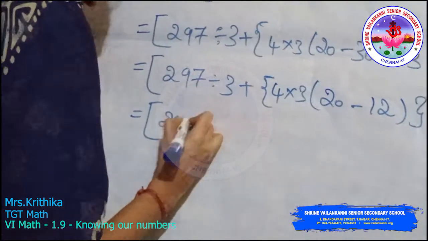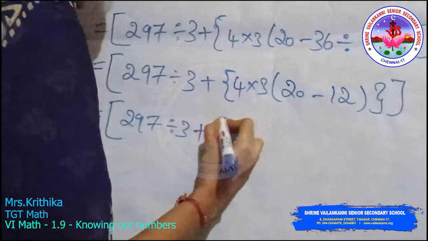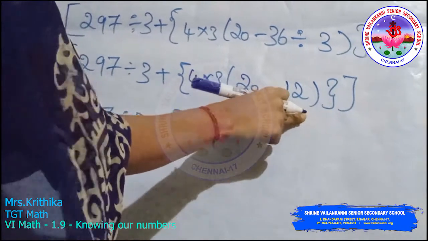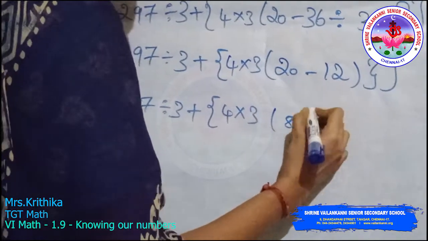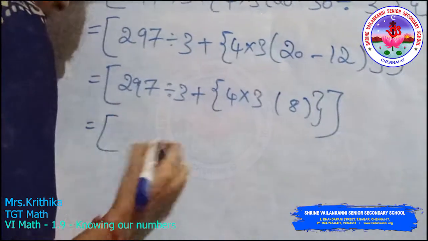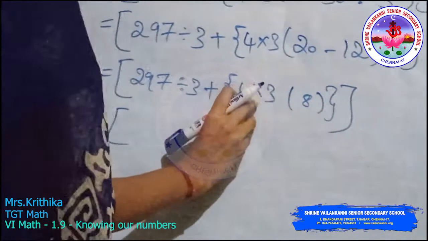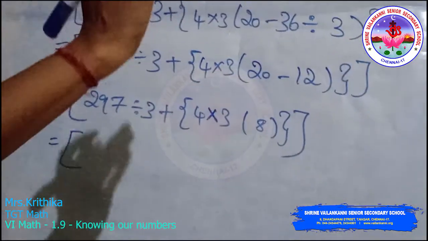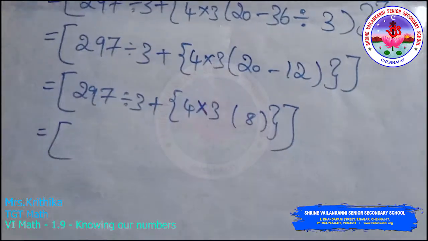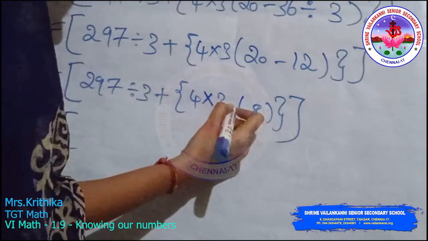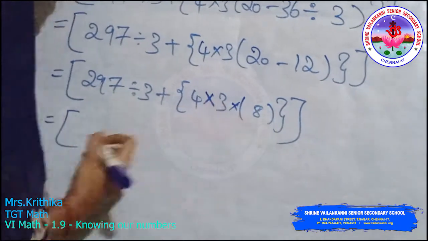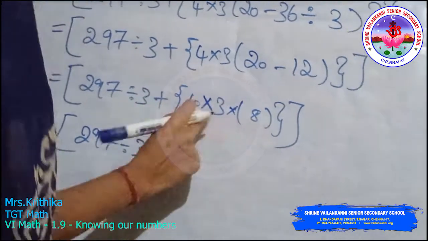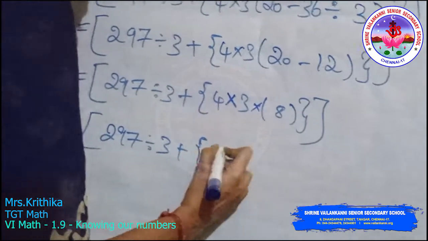Next, 297 ÷ 3 + curly bracket 4 into 3, 20 minus 12, the answer is 8. In this curly bracket there is only one operation, multiplication. Here there is no operation sign, so you can assume here also a multiplication. 297 ÷ 3 + 4 × 3 × 8, the answer is 96.